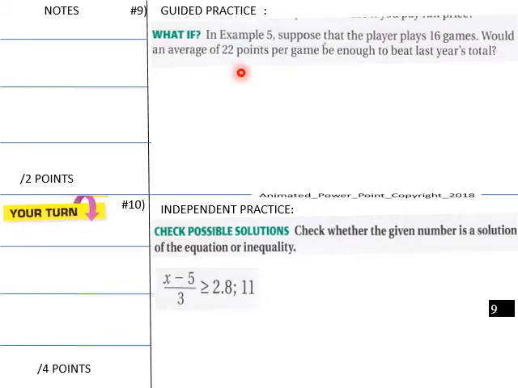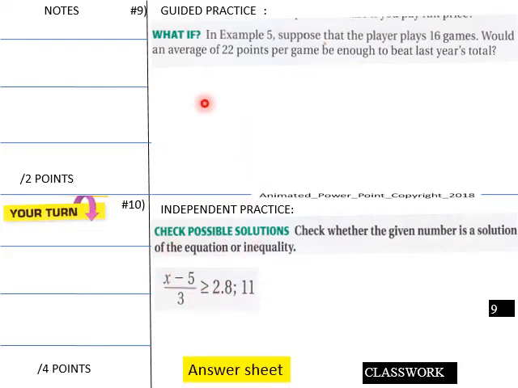So go into our guided here. In example 5, suppose that the player plays 16 games. Would an average of 22 points per game be enough to beat last year's total? And then down here, students, you're independent. Check whether the given number is the solution of the equation or inequality. And we plug in 11 here. Well, I'm not going to tell you how to do it. We're going to do our guided right now.